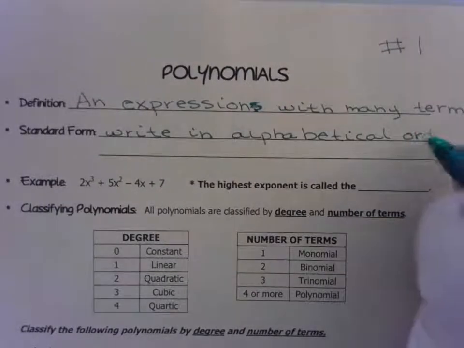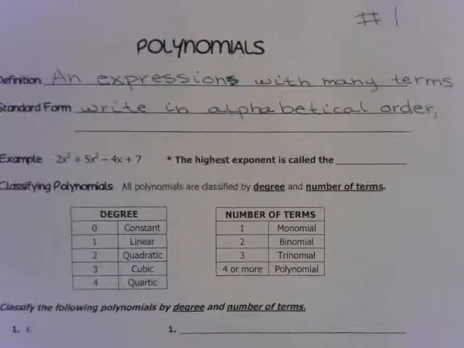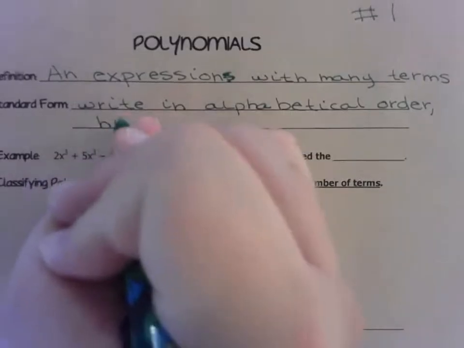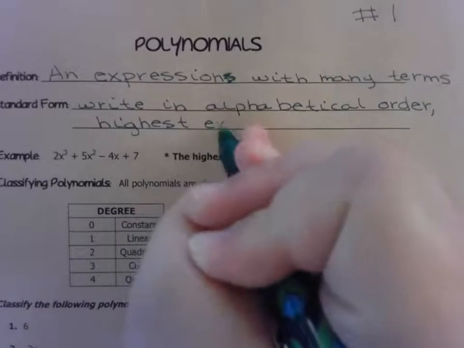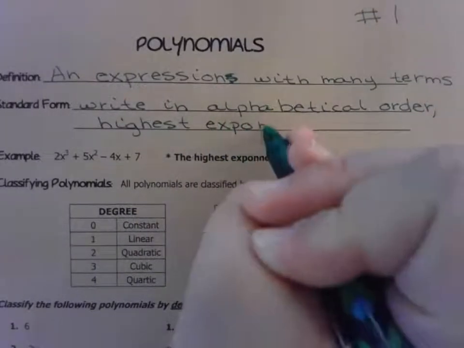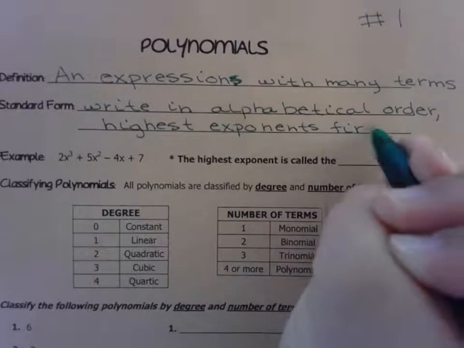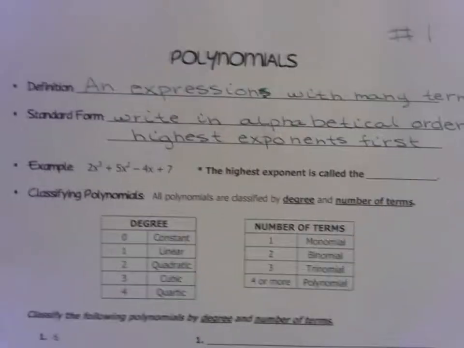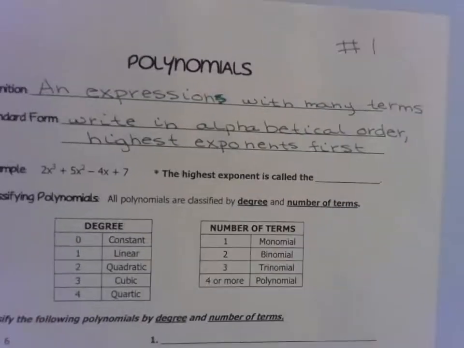So that's the first thing you need to check for, which isn't that hard. X's come before Y's, A's come before B. And you start with your highest exponents. The highest exponents are first. And we'll talk more specifically about this in a second. So when it says write it in standard form, you always put it in alphabetical order, and you always start with the highest exponent first.